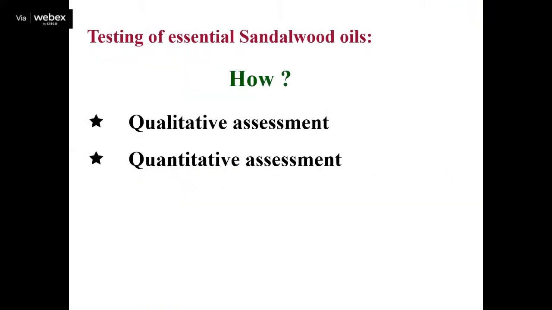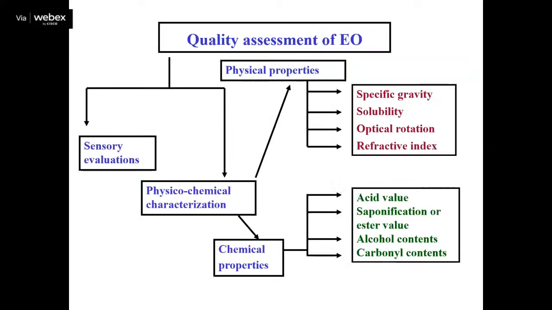So how do we test sandalwood oil? There are two ways: qualitative and quantitative assessment. What are the different quality parameters? There are physical properties, which are specific gravity, solubility, optical rotation and refractive index, and chemical properties, such as acid value, saponification value or ester value, alcohol content, carbonyl content, or more depending upon the oil. Sensory evaluation is also there. If we are using it for fragrance, sensory evaluation also matters.